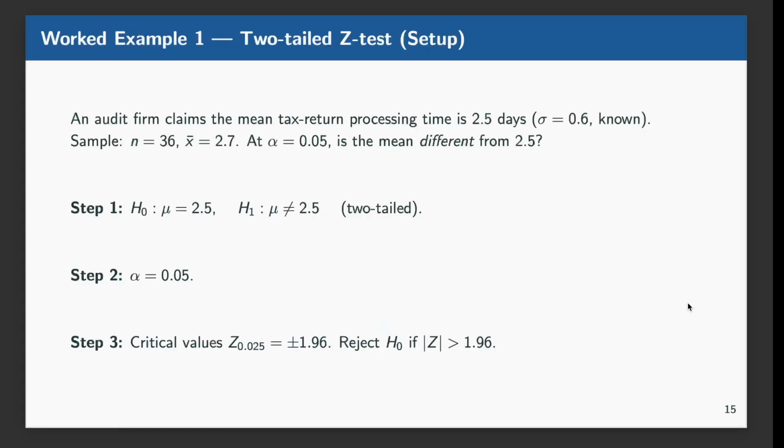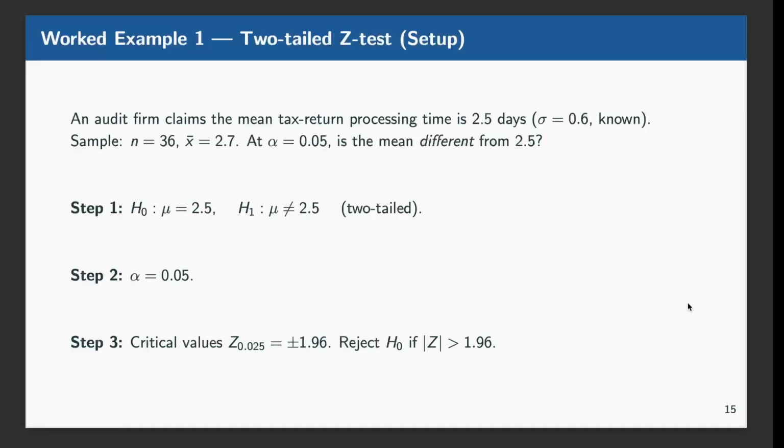An audit firm claims its mean tax return processing time is 2.5 days, with sigma known to be 0.6. A sample of 36 returns gives X bar equal to 2.7 days. At alpha equals 0.05, is the mean actually different from 2.5?